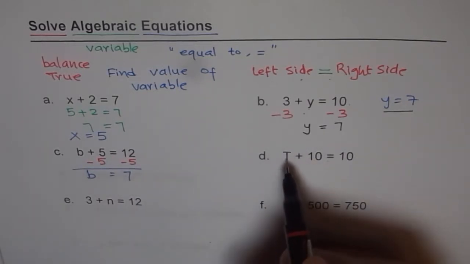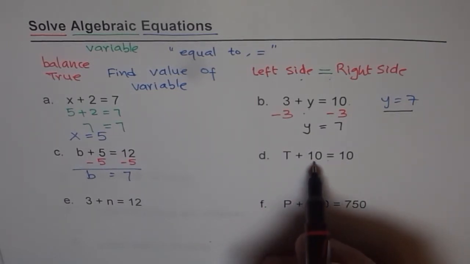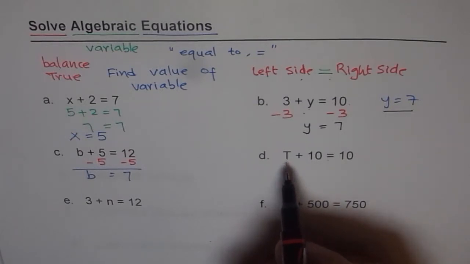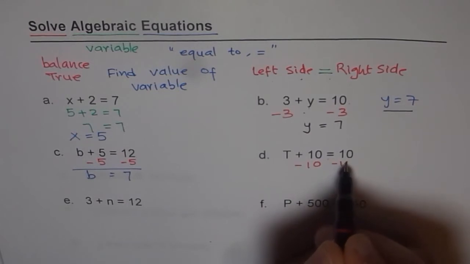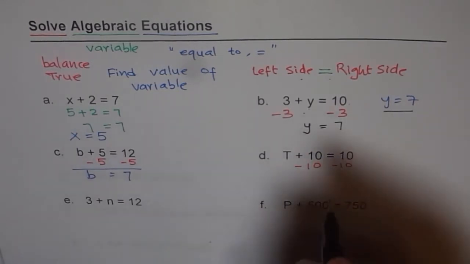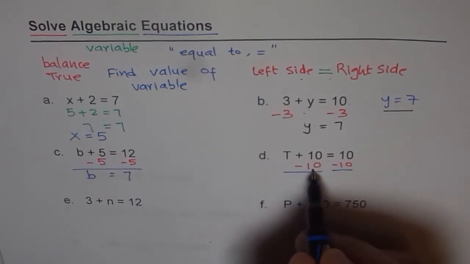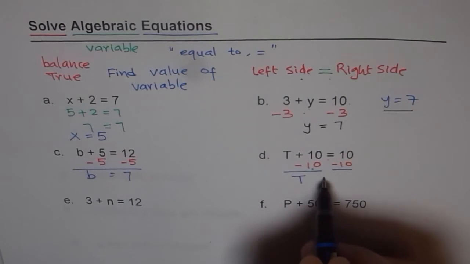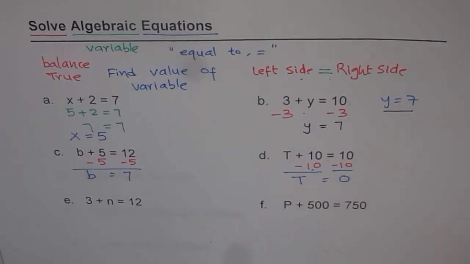So it is t, the variable t, plus 10 equals 10. Now we should get rid of this 10 to find what t is. So we'll do minus 10 on both sides. Whatever you do on one side, you do on the other side also. So when you do minus 10, what are you left with? 10 minus 10 is 0, so you are left with just t here. t equals 10 minus 10, which is 0. So we get t equals 0.